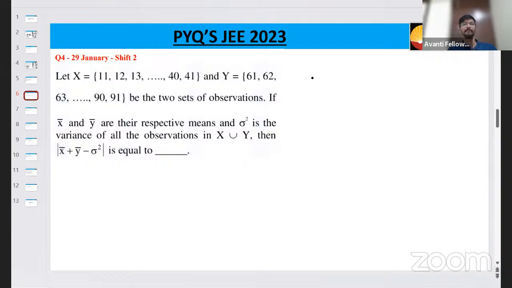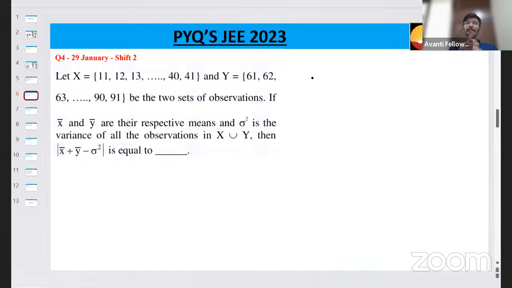Let us read the question first. Let X and Y be two sets of observations. It's a nice question, I think, because whenever the questions have two observations, they are generally very good questions. If X bar and Y bar are the respective means, and sigma square is the variance of all the observations in X union Y, that means in both.